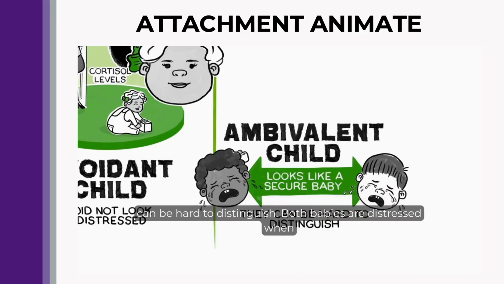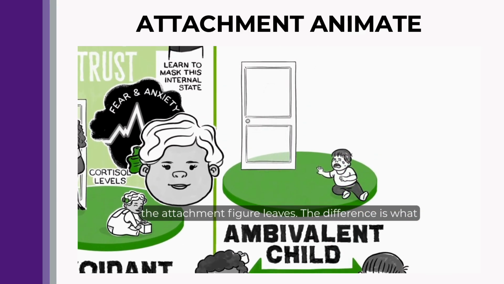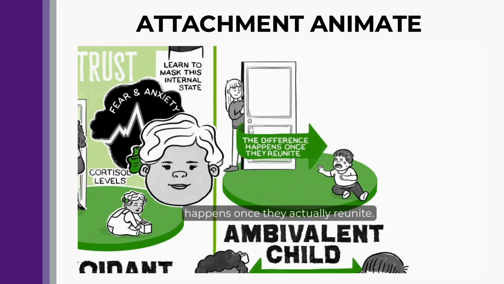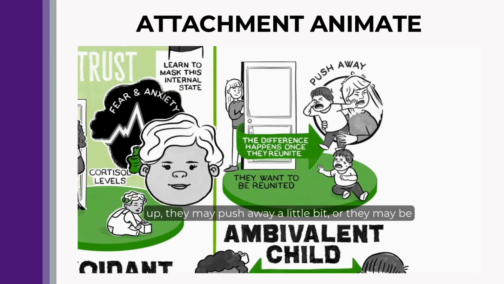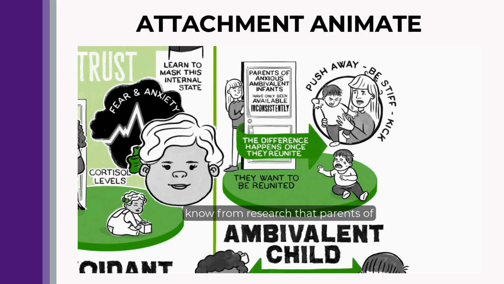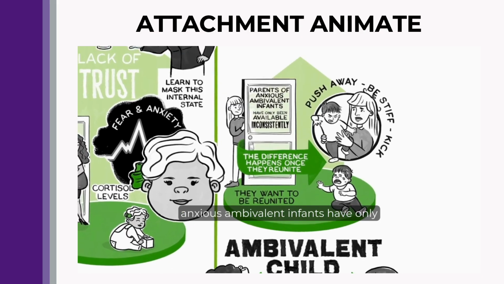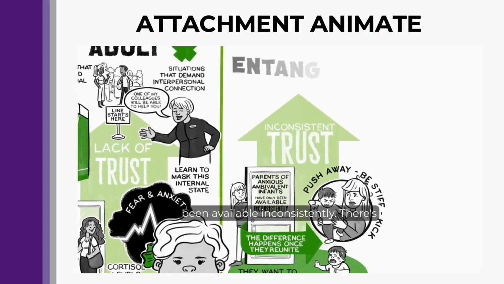An ambivalent baby looks like a secure baby. They can be hard to distinguish. Both babies are distressed when the attachment figure leaves. The difference is what happens once they actually reunite. An anxious ambivalent baby, they want to be reunited, but once they're picked up, they may push away a little bit, or they may be stiff, or they may kick their feet. We know from research that parents of anxious ambivalent infants have only been available inconsistently.